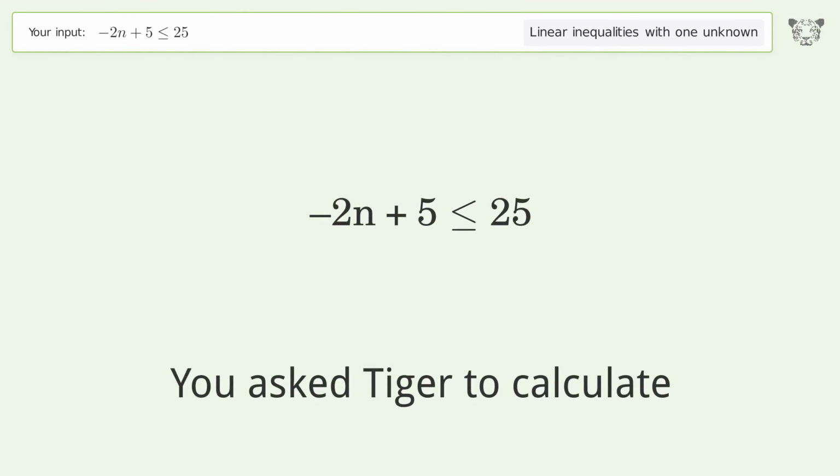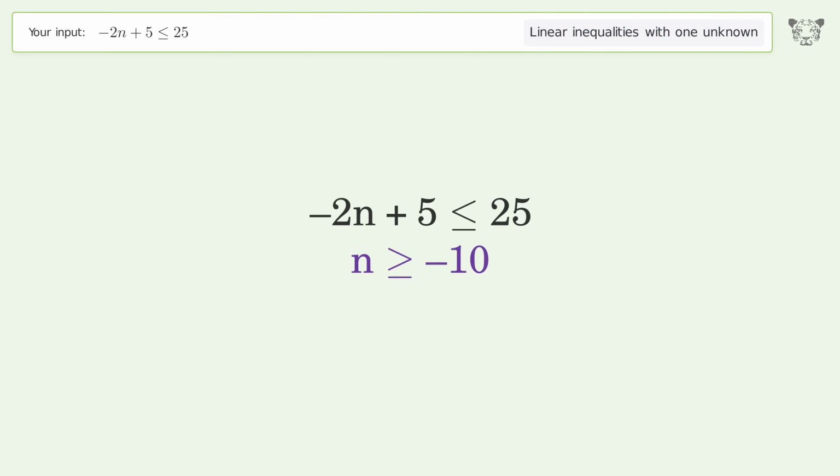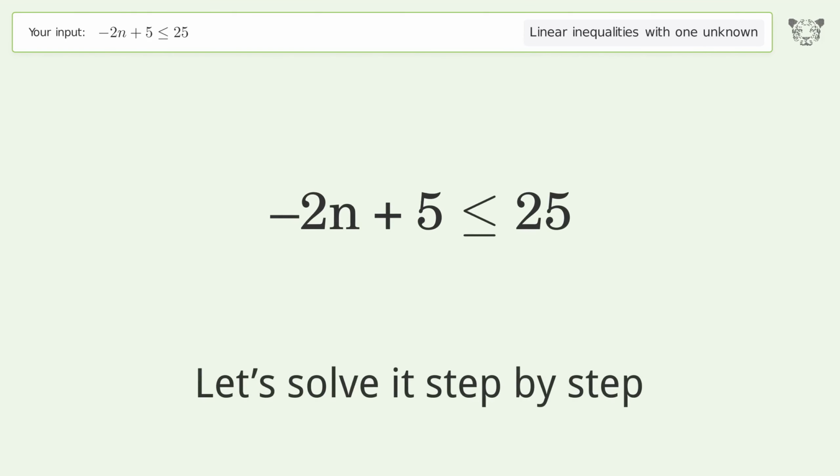You ask Tiger to calculate. This deals with linear inequalities with one unknown. The final result is n equal or greater than -10. Let's solve it step by step.